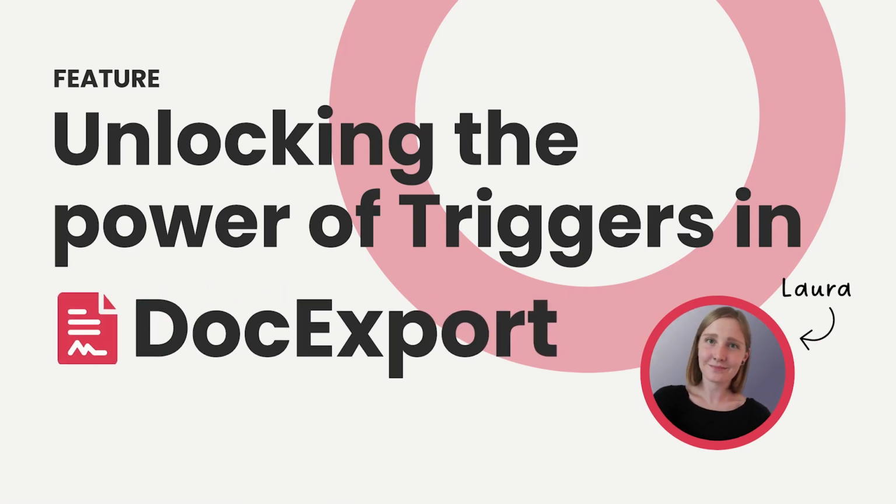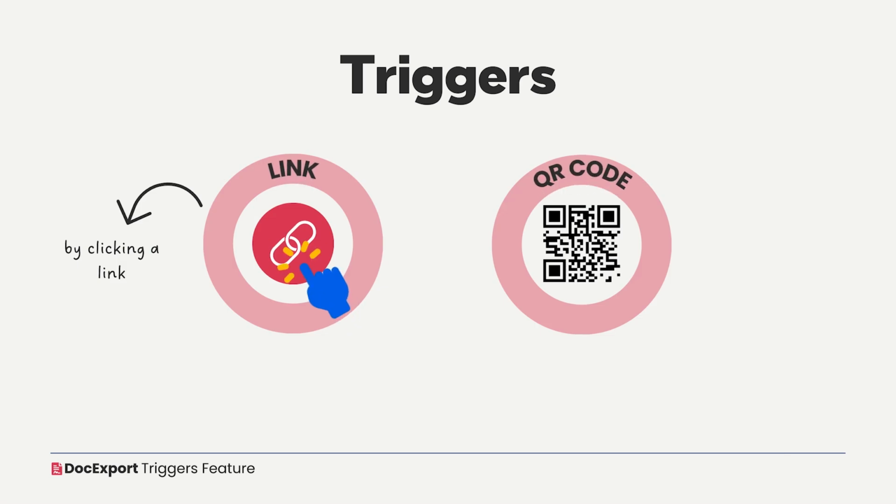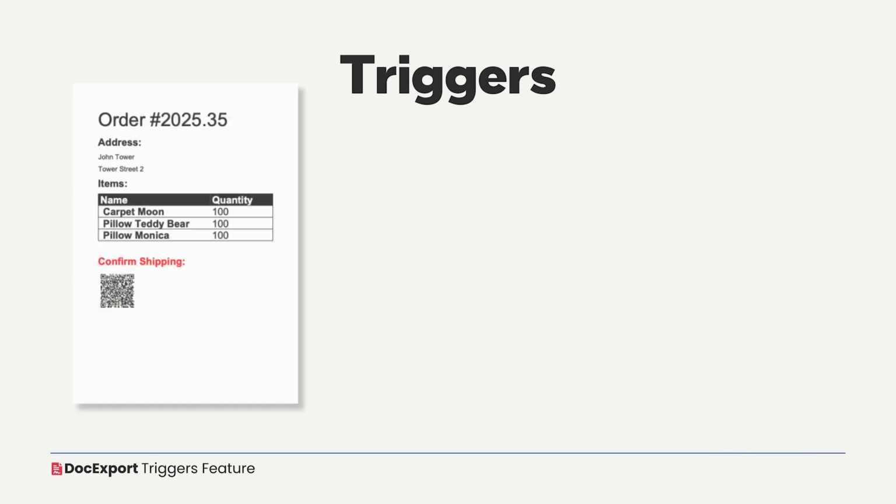Today I'm excited to introduce you to our brand new trigger feature in DocExport. Triggers are a simple way to update statuses or other values in Monday.com using QR codes or links. Clicking this link or scanning the QR code instantly updates the status or other values on your Monday board.